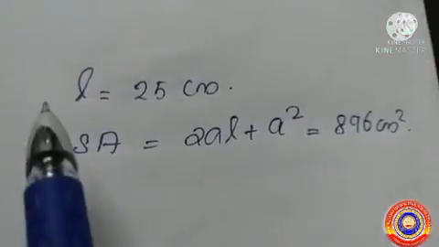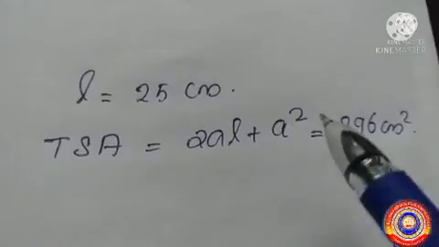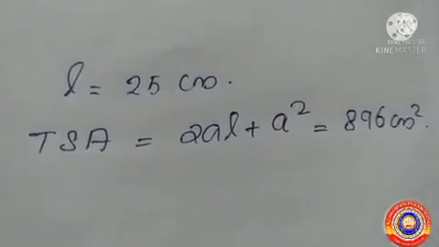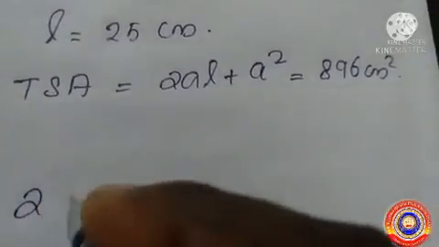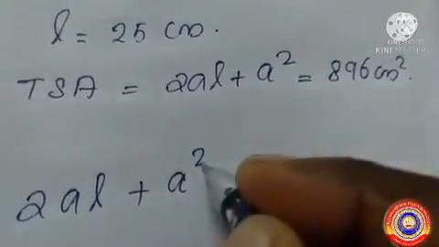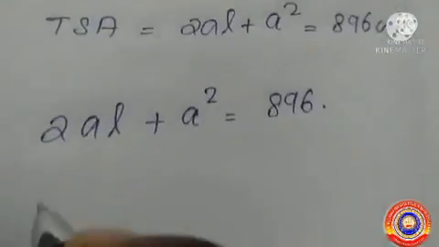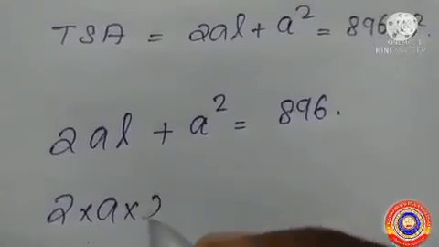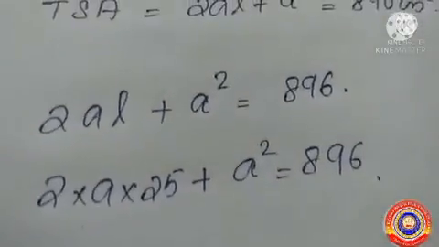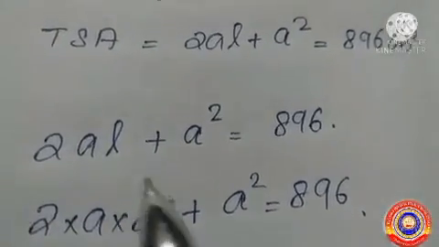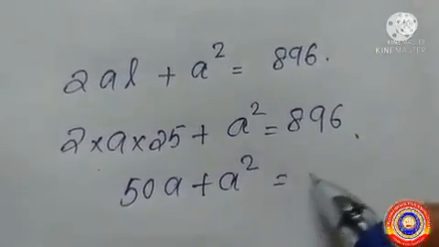So, L is equal to 25 cm and TSA, the total surface area, equal to 2AL plus A square equal to 896 cm square. Using this equation, we have to find its volume. 2AL plus A square equal to 896. We put the value of L, then the equation becomes 2 into A into 25 plus A square equal to 896, and 2 into 25 is 50, so 50A plus A square equal to 896.